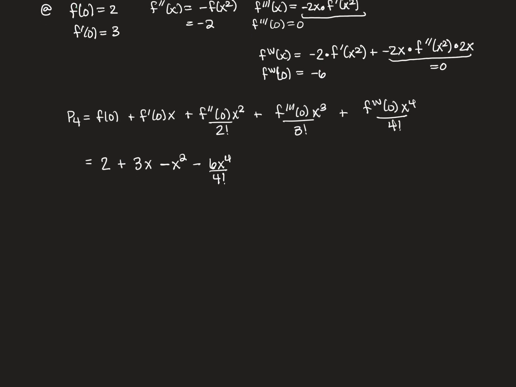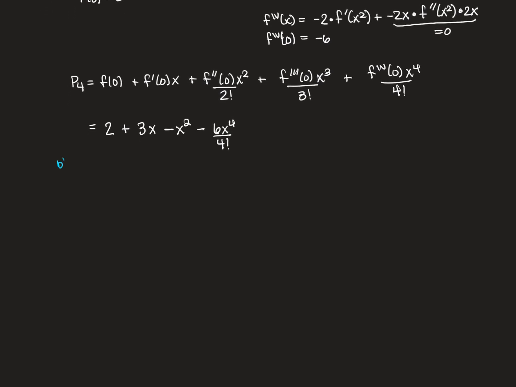Okay, so let's recap what they've given us. For part B, they've told us that we want to use the fourth degree Taylor polynomial to approximate f of 0.1, and we want to find the error in the approximation. Now notice, this is not an alternating series, so we could not use the alternating series error bound, so we have to use the Lagrange.